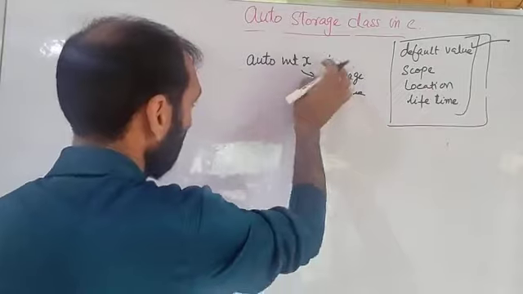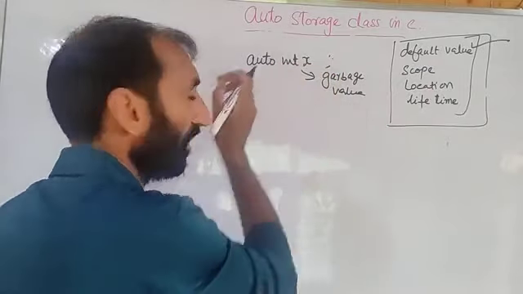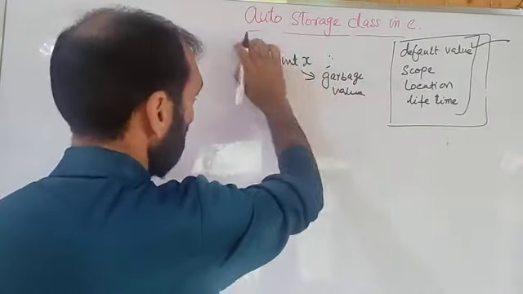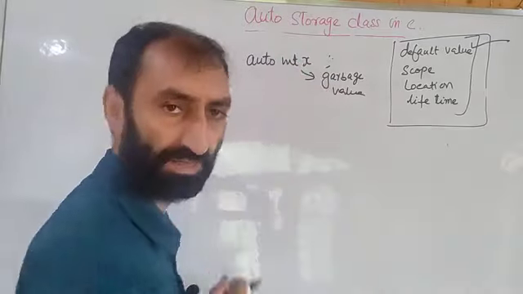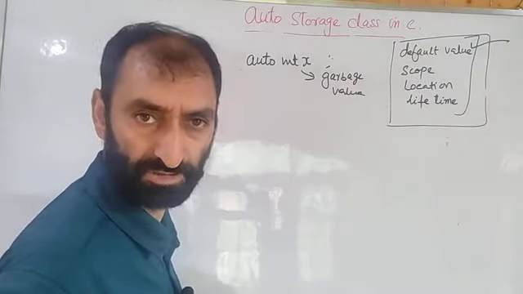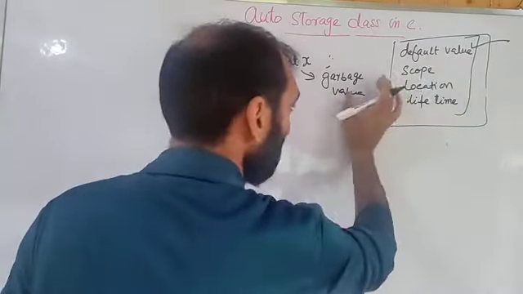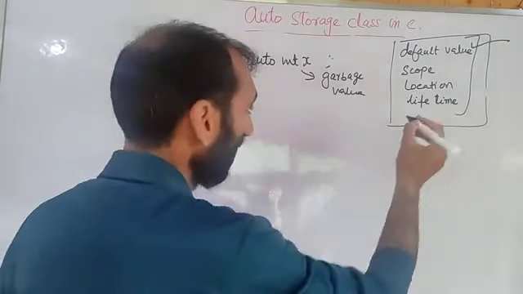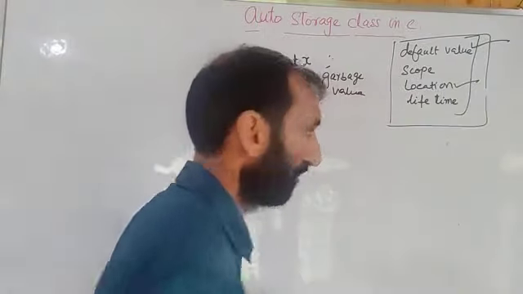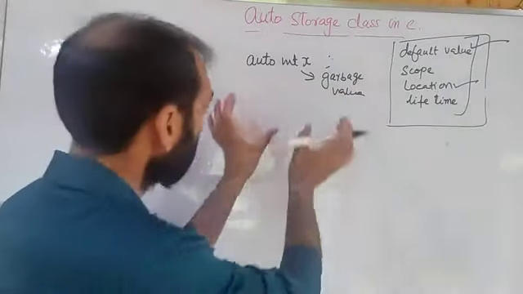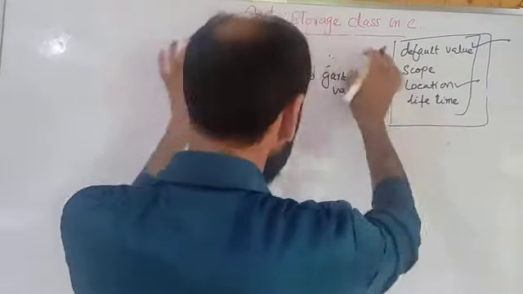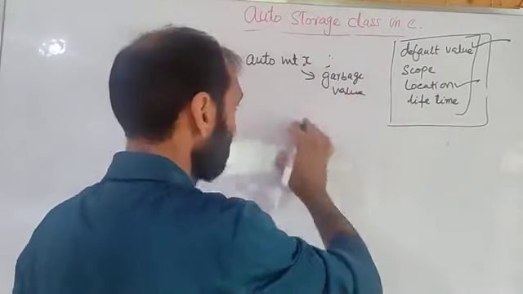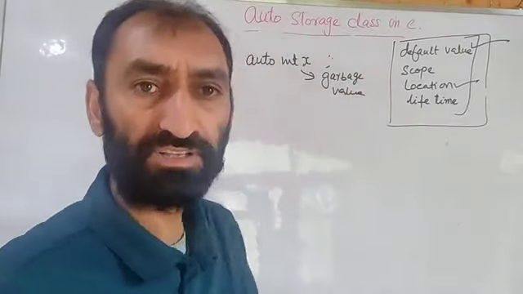When I declare this integer as auto, when I associate the auto storage class with this variable, the default value would be a garbage value, some garbage value. Now after that, location. What would be the location of this variable? That means where this variable is going to be stored.